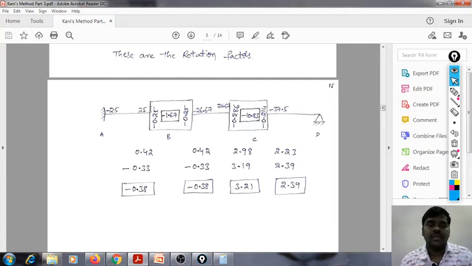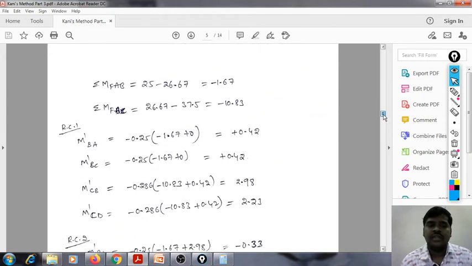This is already explained. So a box will be one rectangular box, and inside one more rectangular box will be drawn here, and we are writing minus 25, 25, minus 26.67, 26.67, and minus 37.5 as the fixed end moments at the joints A, B, C, and at joint D there is 0 fixed end moment. So doing this tabular column, sorry, this chart is important in Kani's method. So this is also explained here.